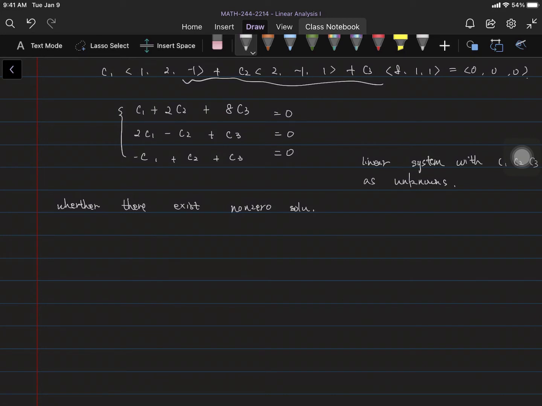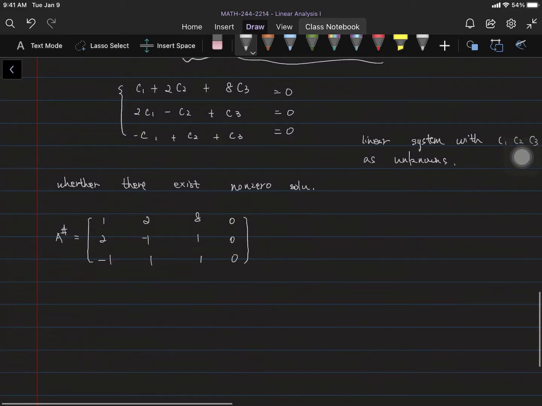Do you still remember how to solve the linear system? Let's have a quick review. We do the augmented matrix, right? And the augmented matrix includes all the B's. So 1, 2, 8, 2, negative 1, 1, negative 1, 1, 1. Let's take a look at this one. So now we want to reduce this into row echelon form. Okay, so let's try.